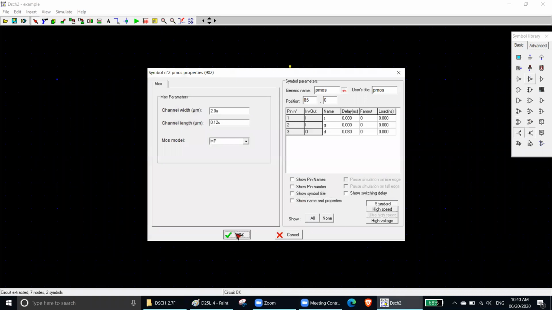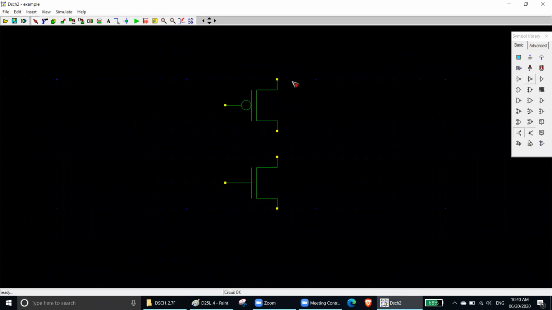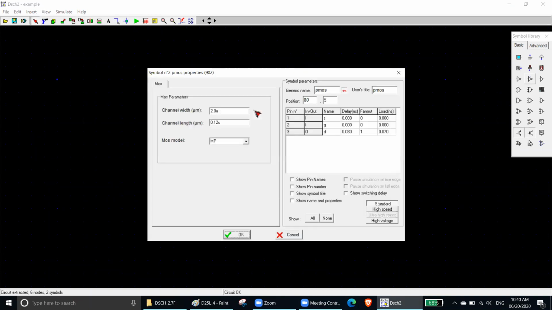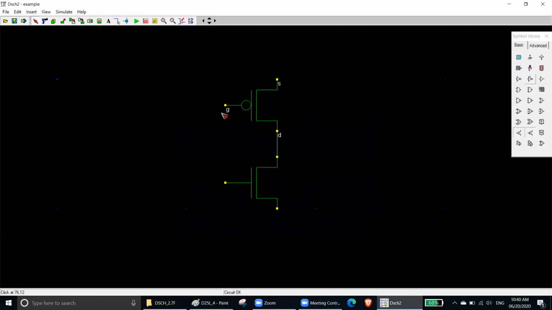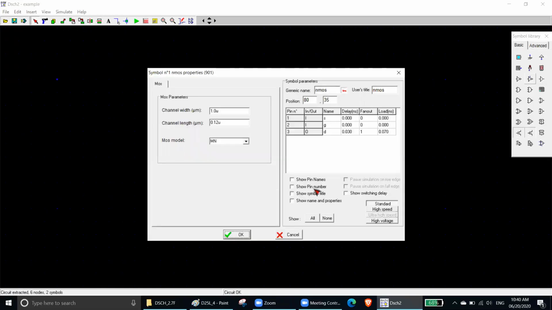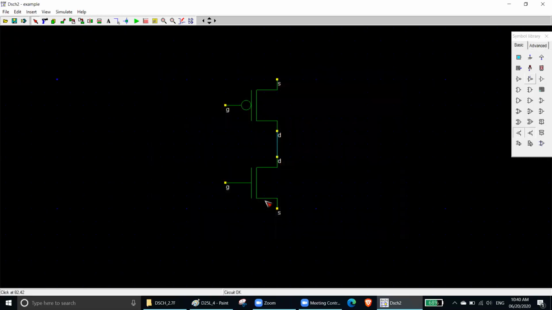So what I am doing, I am actually removing all the writings there because I will write them manually. So I need to connect. Okay, by the way, let's give the pin names. So here you have source, gate, and drain. Then you have drain, gate, source.